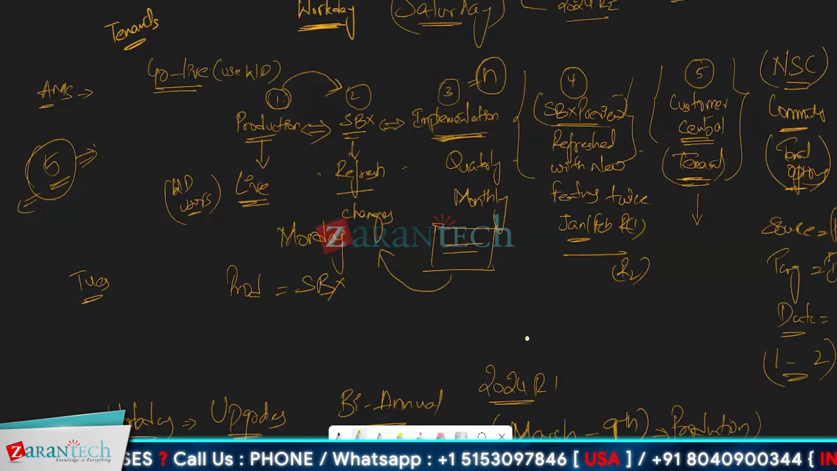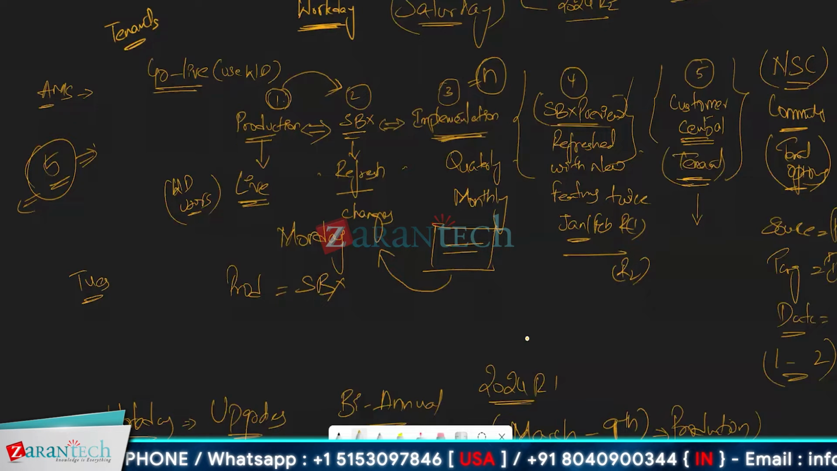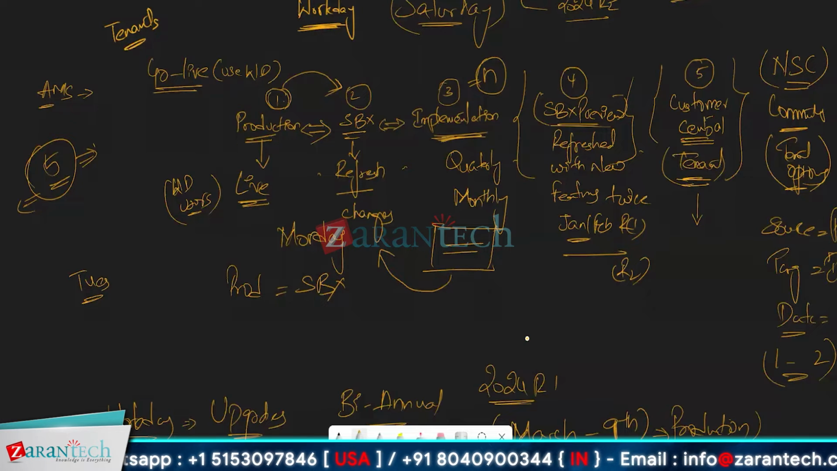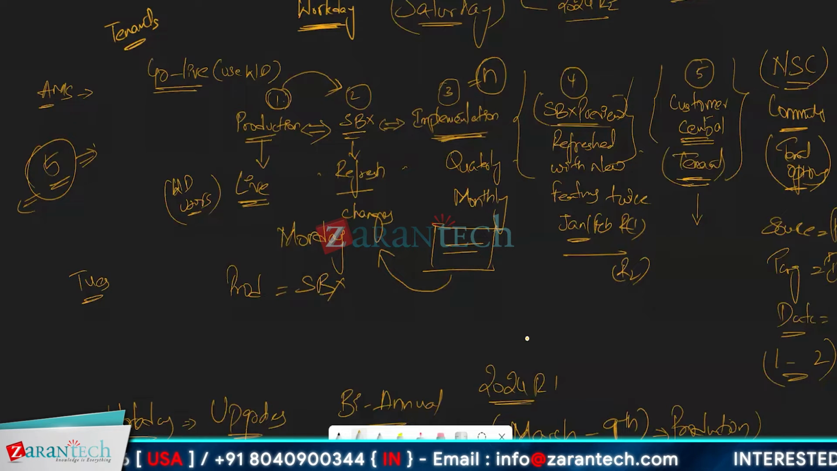Maybe there is a new project that is going on. They will use one of these tenants. They will refresh one of these tenants with production, and then they will configure the entire project in that tenant, and they will test it there, and then they will move those configurations to production. So different companies have different ways of using the tenants.